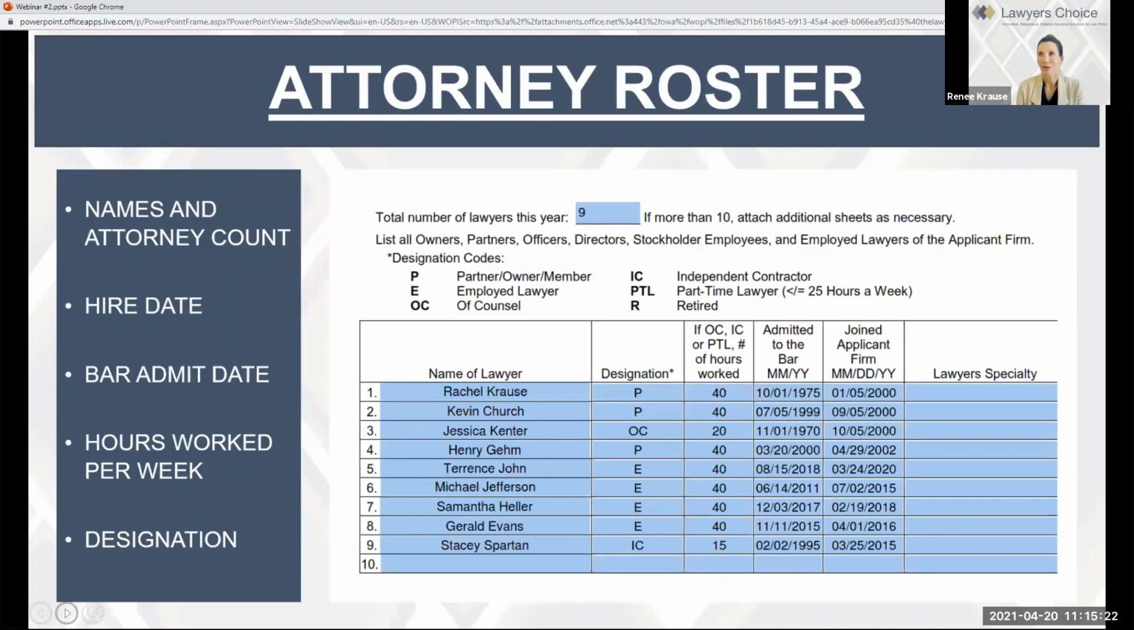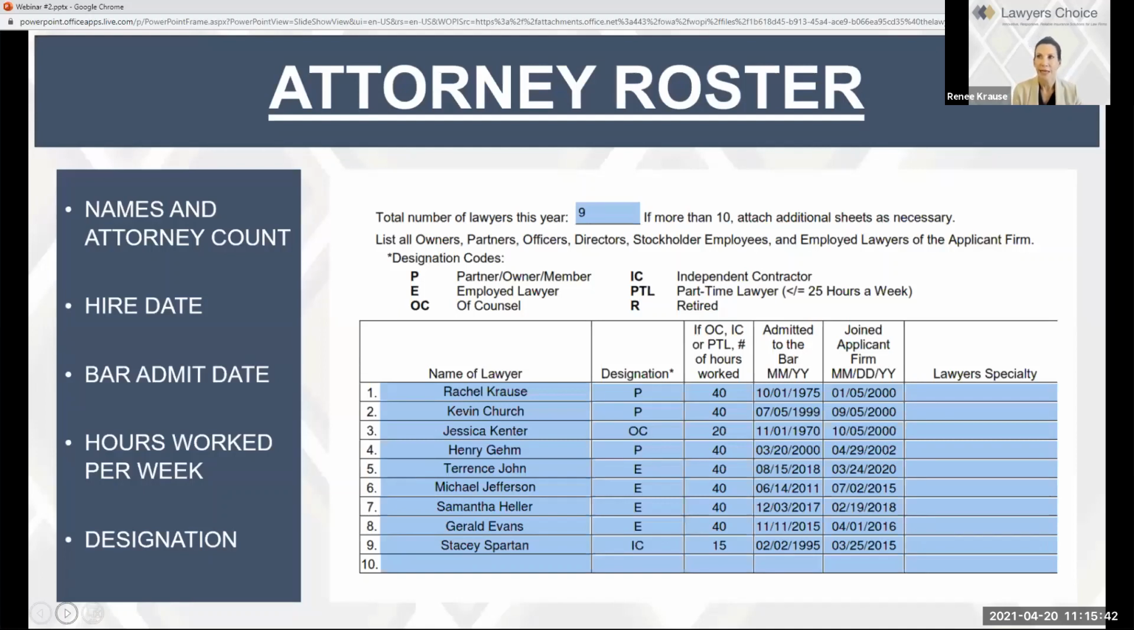Okay, attorney roster. So pretty simple here. They're looking for the attorney count. Most programs have a limitation on how many attorneys they can have in their program. So it'll be maybe 1 to 5, or they can go 1 to 10. Some carriers only want to work with firms that have 20 or more attorneys. So this is how they figure that out.